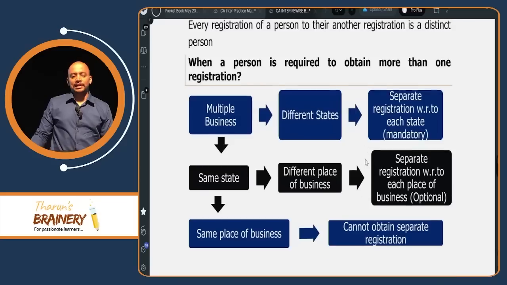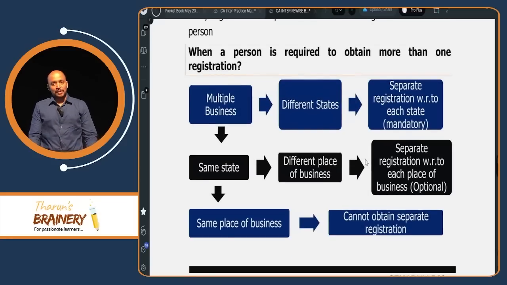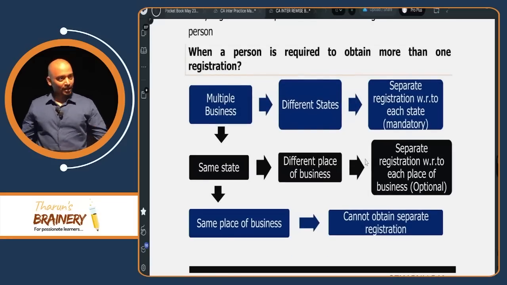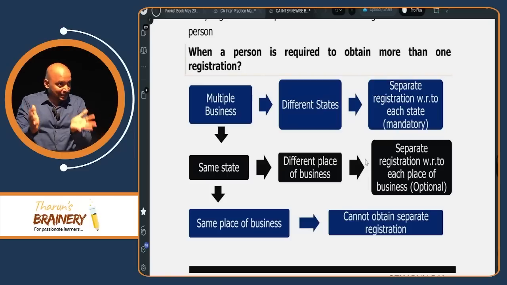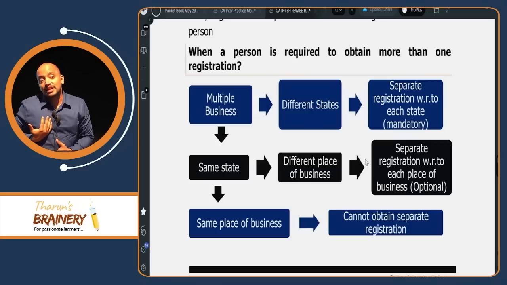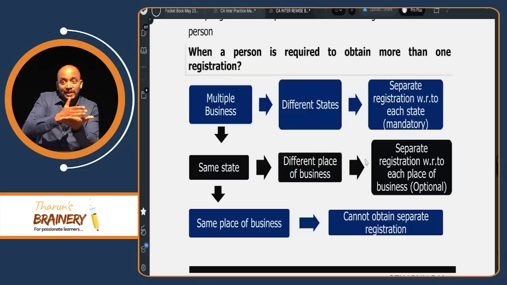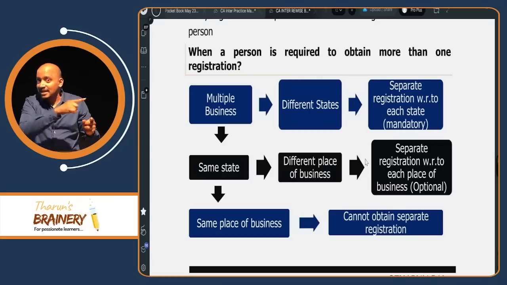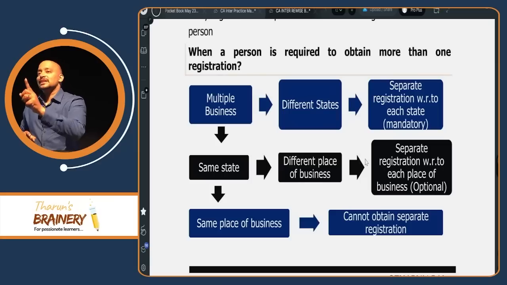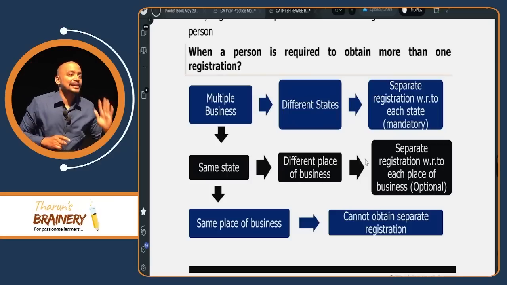Now say for example, I am doing business in Tamil Nadu and Karnataka. Now if my aggregate turnover in a year exceeds the limit, then I need to register. I need to register where? In Tamil Nadu as well as in Karnataka. Now between my Tamil Nadu registration to my Karnataka registration, if there is any transaction, that will be a transaction between distinct persons. Got the clarity?